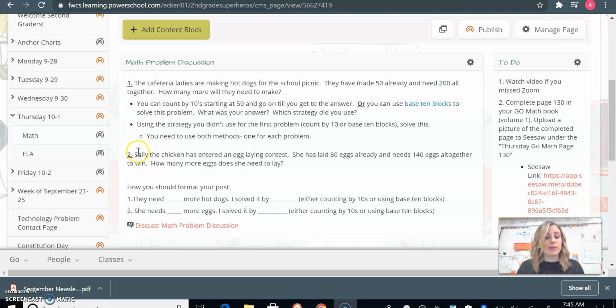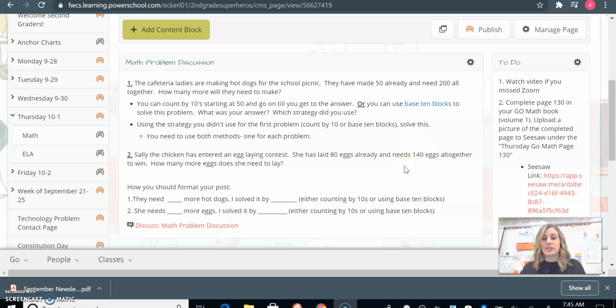So your second problem says, Sally the chicken has entered an egg laying contest. She has laid 80 eggs already and needs 140 eggs altogether to win. How many more eggs does she need to lay? So once again, if in the last one you used base 10 blocks, then for this problem, you're going to start at 80 and you're going to skip count by 10 all the way up to 140. So that means I would start at 80, add 10. Remember, we're only changing the tens place then. So I would go 80, 90, 100, and so on until I reach 140.